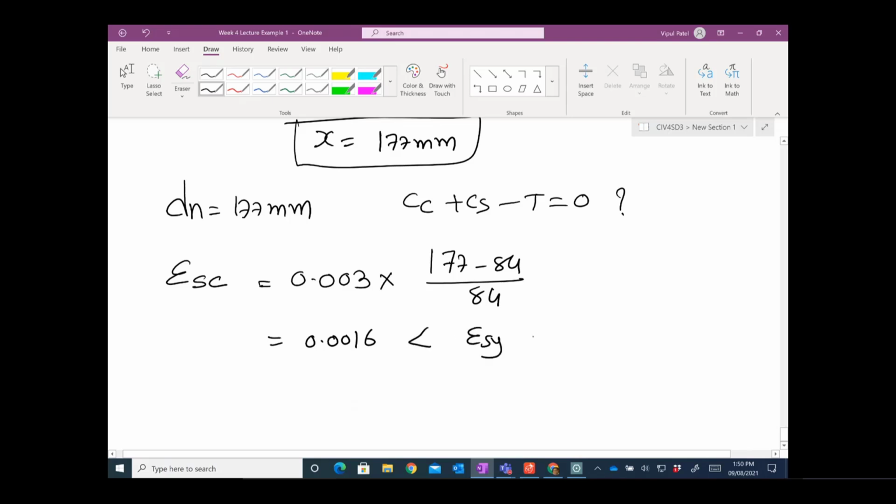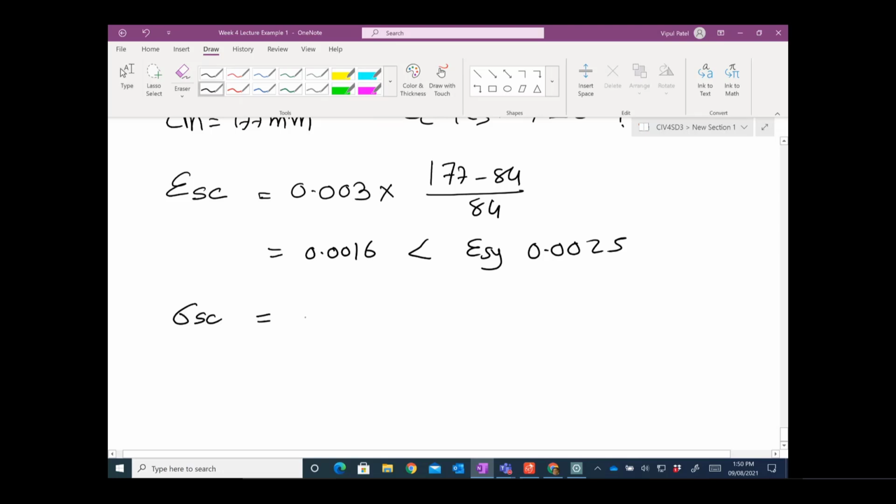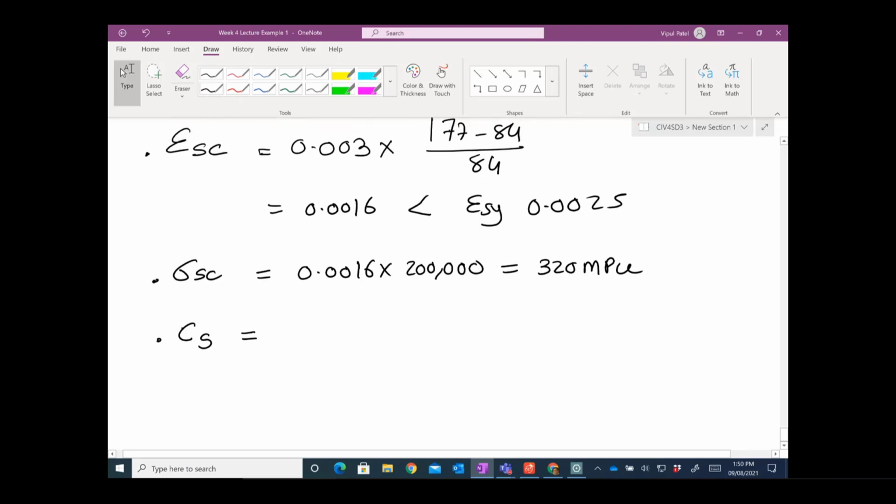So still it is less than the yield strength. So we need to calculate the stress in the top row, which is the strain times the Young's modulus. That will give you 320 megapascals. So for the strain, stress, force, let's say CS, the force is area times the stress, 320 newtons per square millimeter. So you get 394,240 newtons. That sounds good.